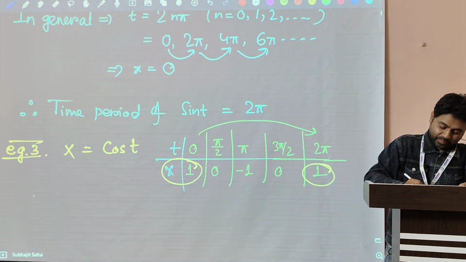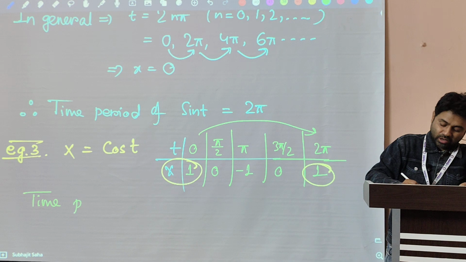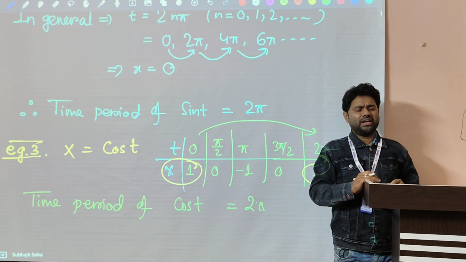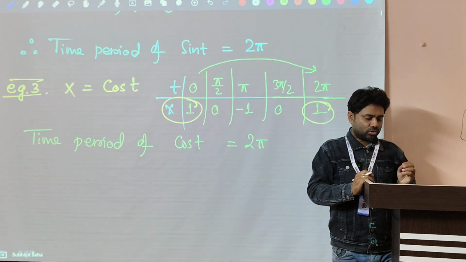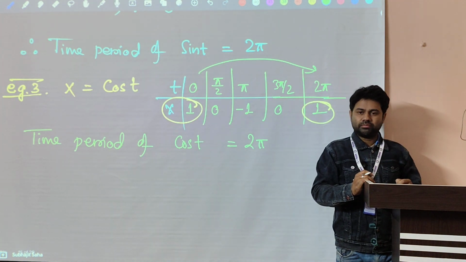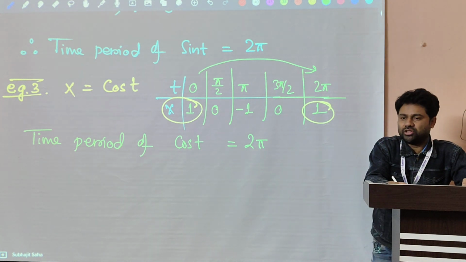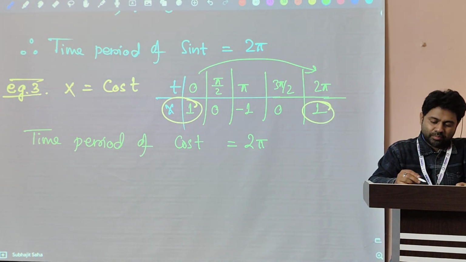So we say time period of cosine function is also, time period of cos t equal to 2 pi. Because after every 2 pi radian of interval, x equal to cos t, the function is taking back its value. So these types of functions in general are called periodic functions.